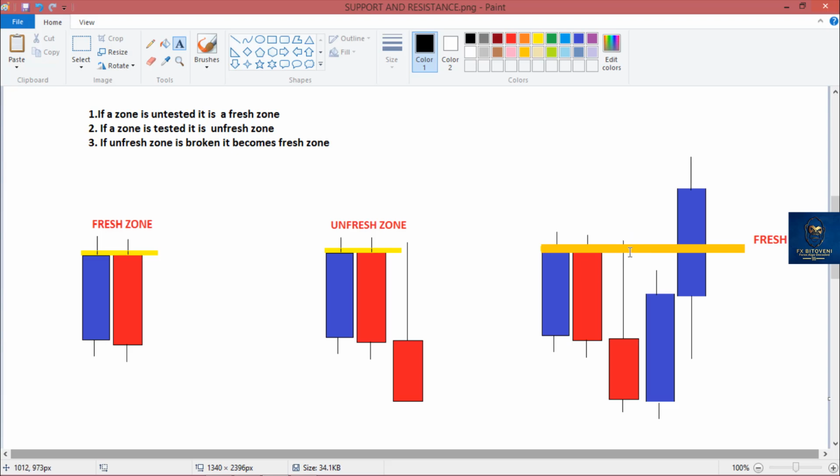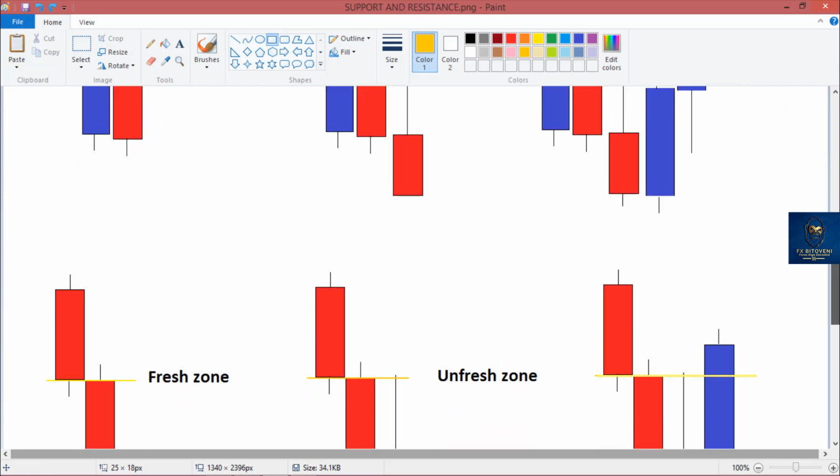It was unfresh here. When it was tested here, it was unfresh on this area. But after it was broken, that means our resistance becomes support. Then it becomes a fresh zone. A fresh zone. Do not forget that.